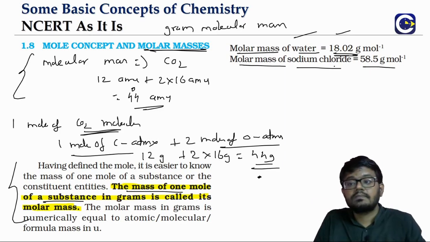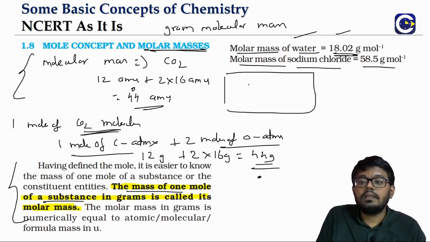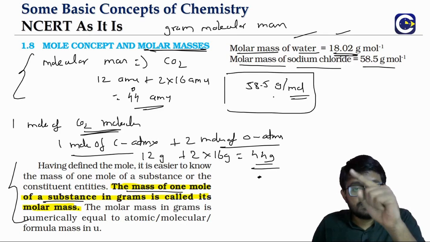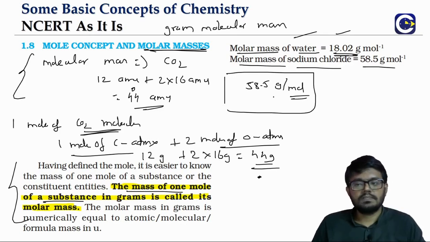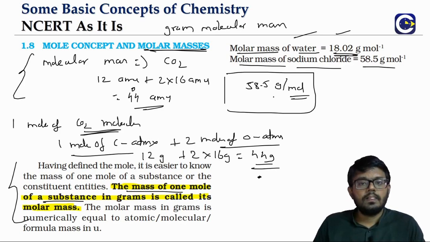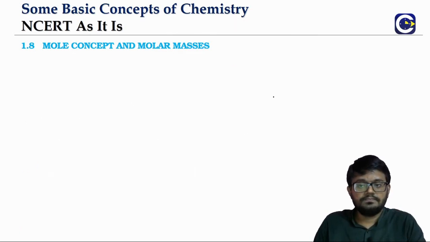What is the molar mass of sodium chloride? 58.5 grams. Molar mass, we will always indicate with the unit, like 58.5 gram per mole. Basically saying this is the mass per 1 mole of the substance. That is the reason why we always take per mole as the unit value. Okay, so this is about the concept of molar mass.